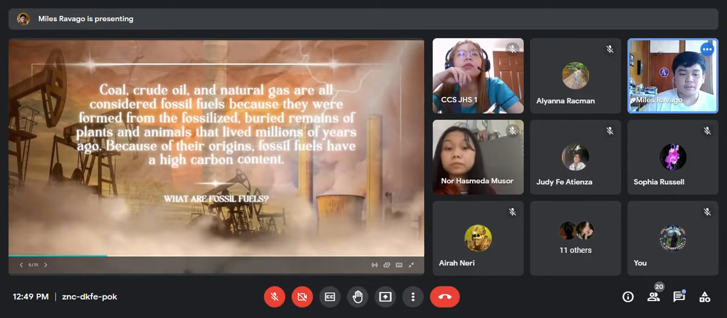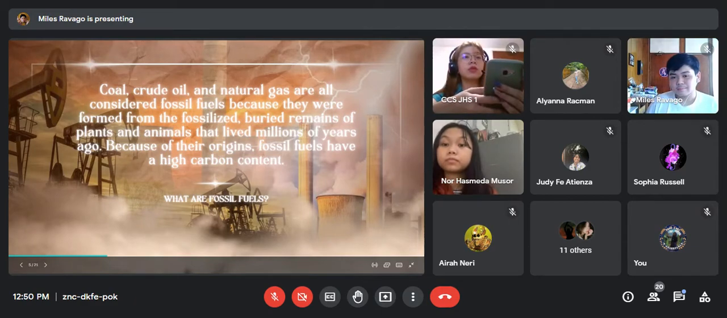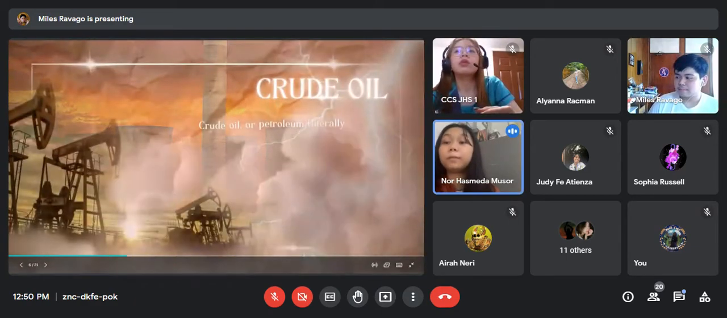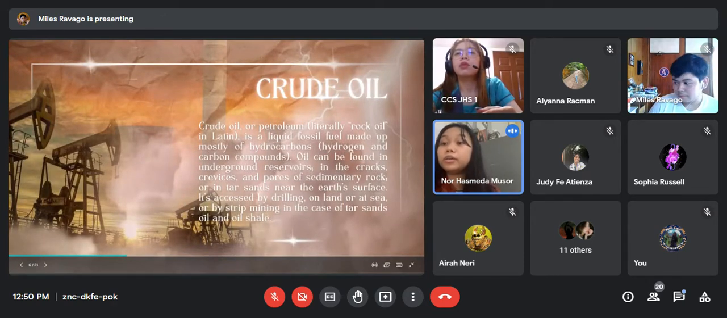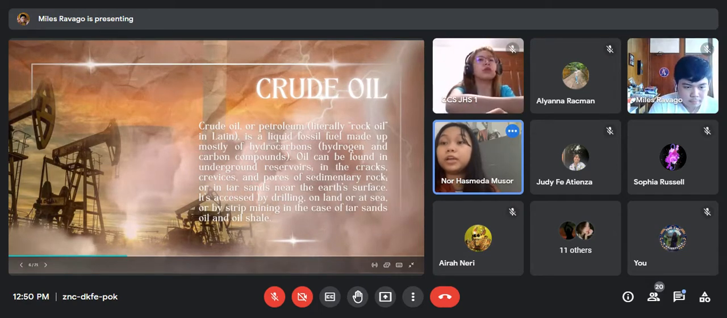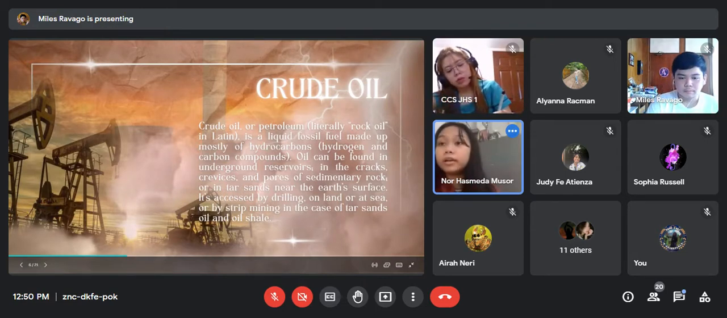Coal, crude oil, and natural gas are all considered fossil fuels because they were formed from the fossilized, buried remains of plants and animals that lived millions of years ago. Because of this, most fossil fuels have a high carbon content. The first fossil fuel we'll talk about is crude oil. Crude oil or petroleum, which in Latin means rock oil, is a liquid fossil fuel made of mostly hydrocarbons. These oils can be found in underground reservoirs, in the cracks, crevices, and pores of sedimentary rock, or in the tar sands near the Earth's surface.